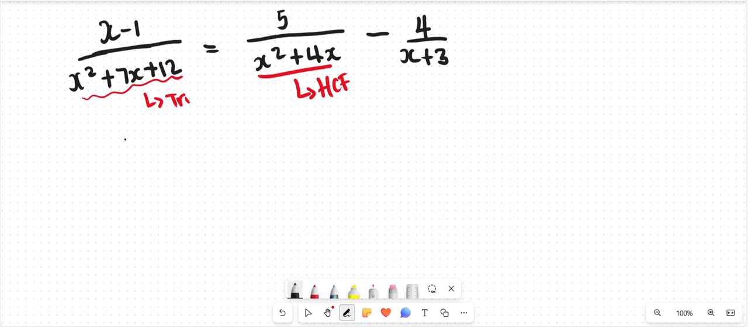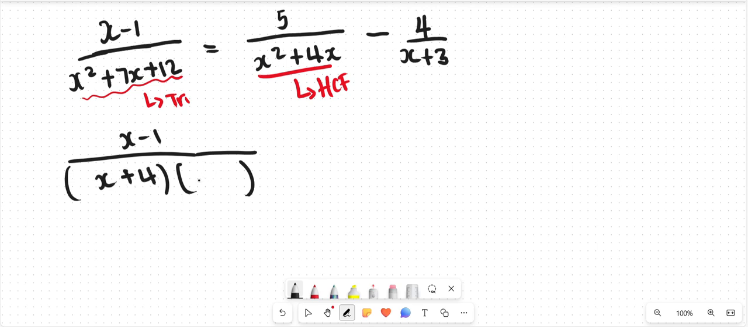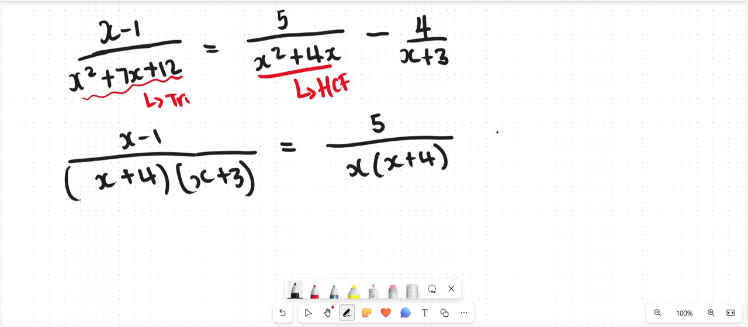Let's factorize them first. So x minus 1, x squared plus 7x. Sorry, I'm not factorizing it. I need to factorize it. So it's those two brackets. Factors of 12 that add to give me a 7. These are your factors. And then if you take out x there, you get an x plus a 4. And the last one is still an x plus a 3.